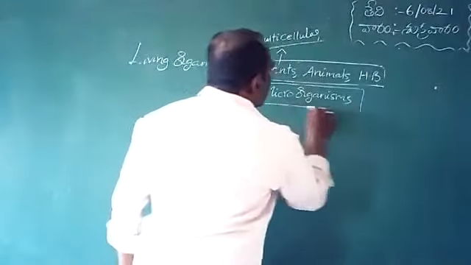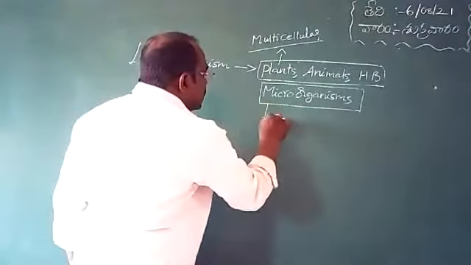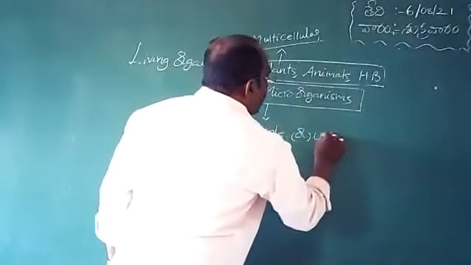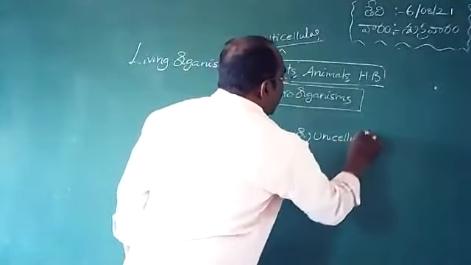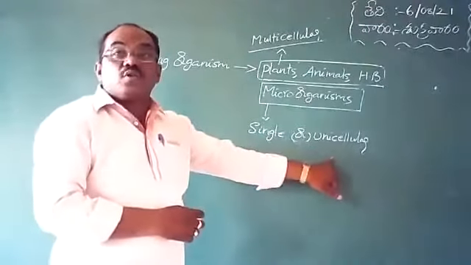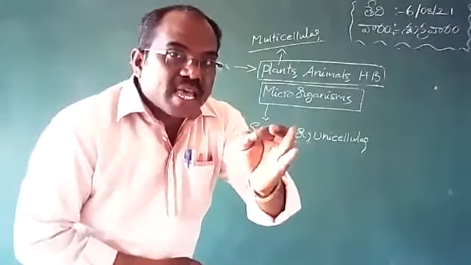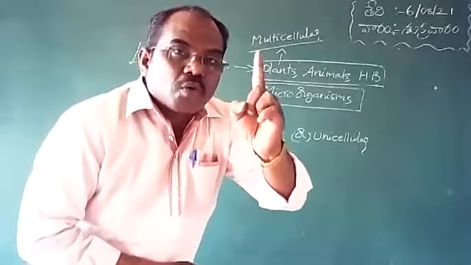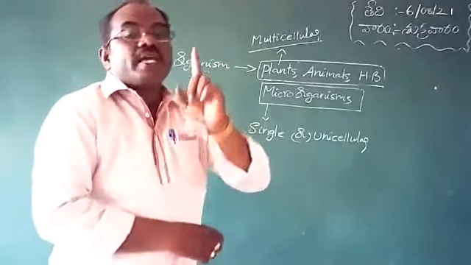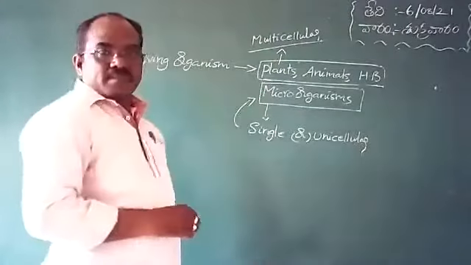Another one is microorganisms. These are single cellular or unicellular organisms. That means the organism is made up of only one cell. Example, microorganisms.